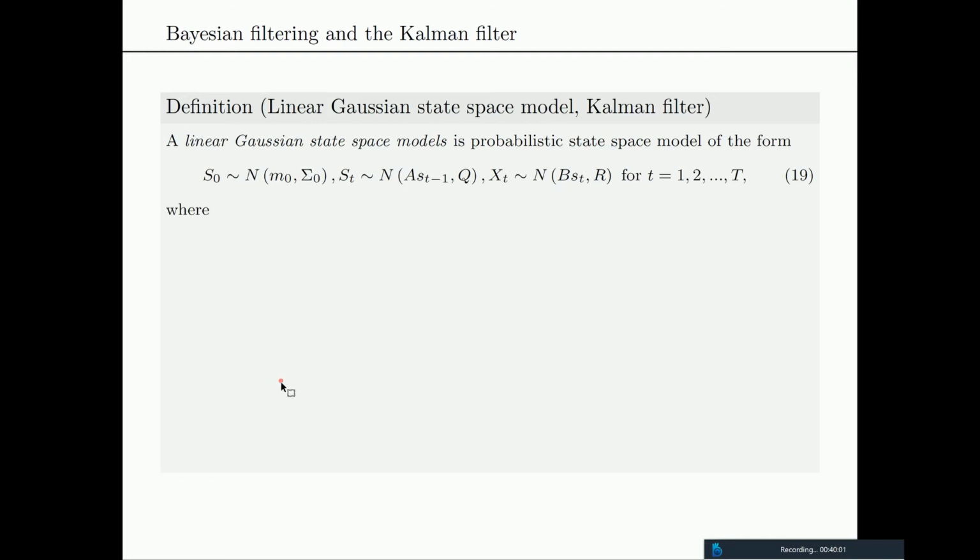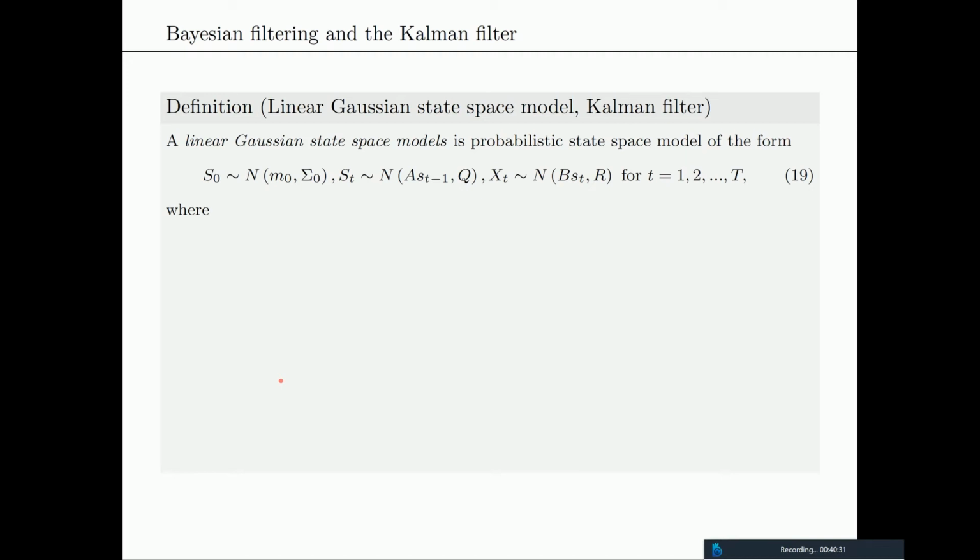And the Kalman filter is now the application of the Bayesian filtering algorithm to a specific state space model. And this specific state space model is defined here. Essentially, this specific state space model is that the transition and the emission probabilities and also the prior distribution over the initial state, they are all Gaussians. And the transitions and emission functions are linear. So that's the basic point.